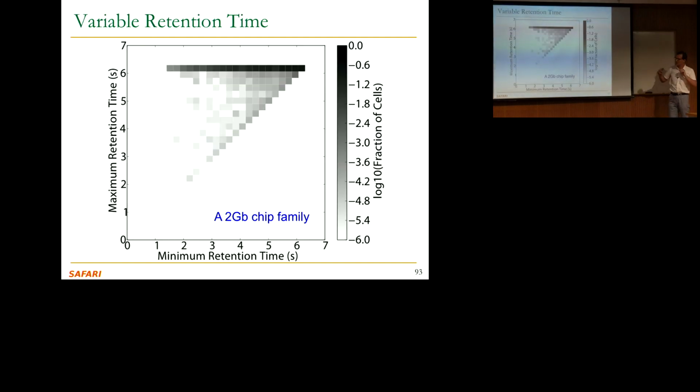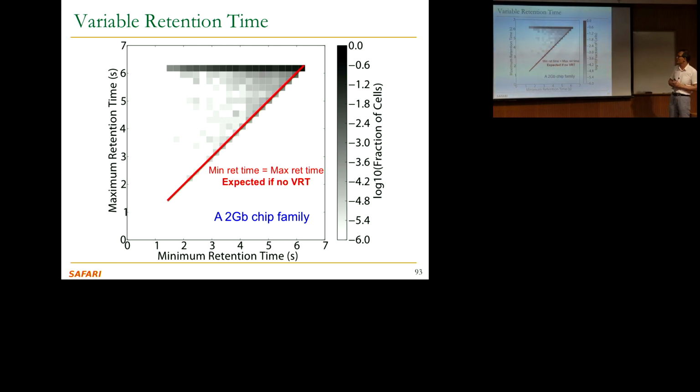Okay, so this is a chip. We wanted to look at the population of these cells in one of the more recent chips at that time. What this figure is plotting is the minimum retention time of the cell on the x-axis and the maximum retention time of the cell on the y-axis. And it's a density plot. The darker colors mean there are more cells at that xy point. And if there was no variable retention time phenomenon, you would expect all of the cells to fall on the XY curve, right?